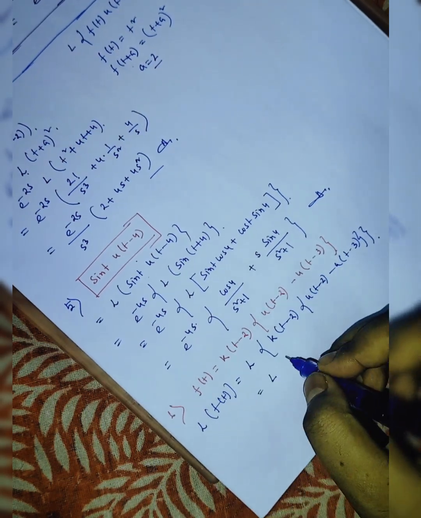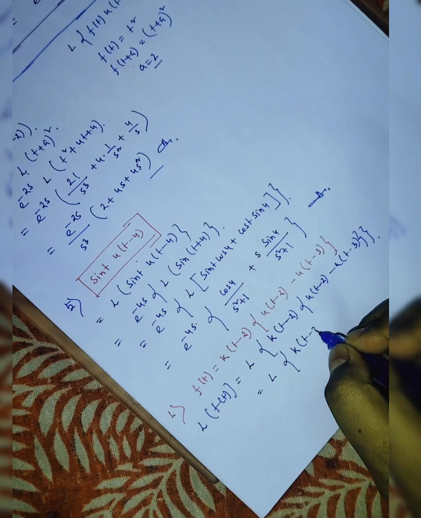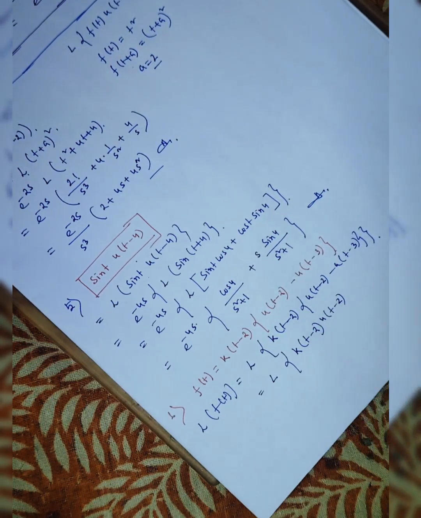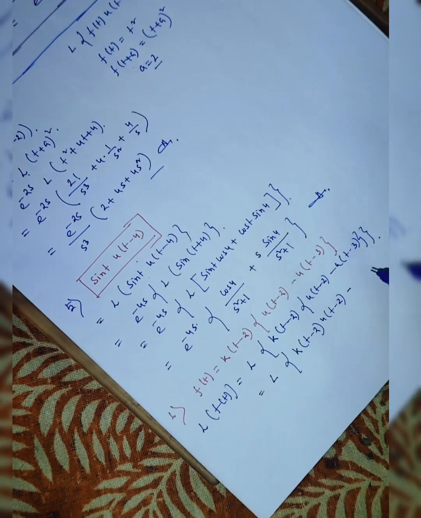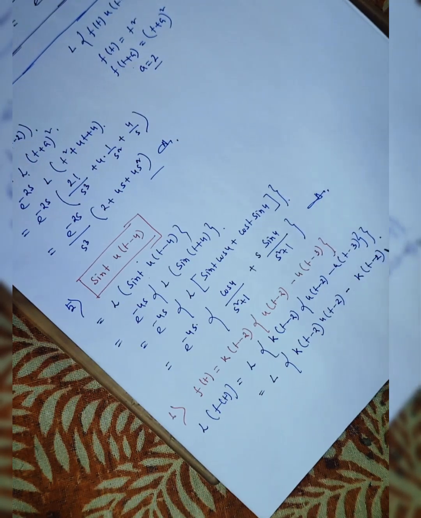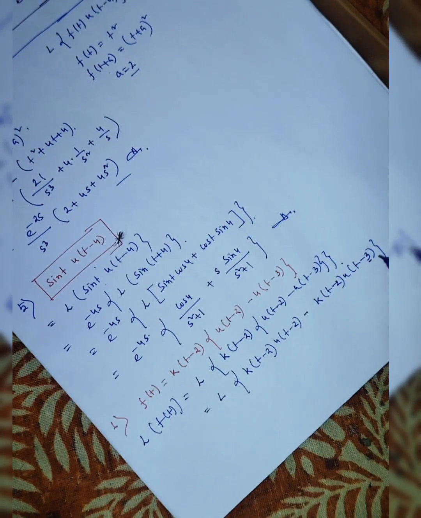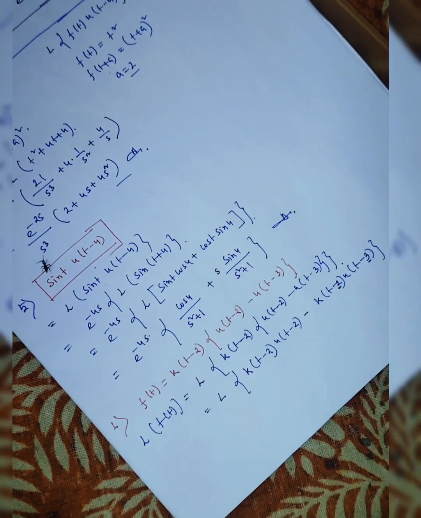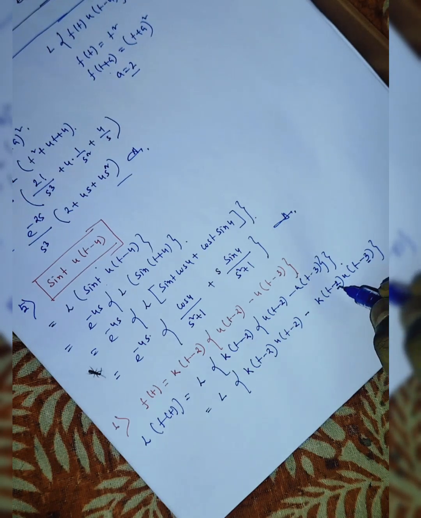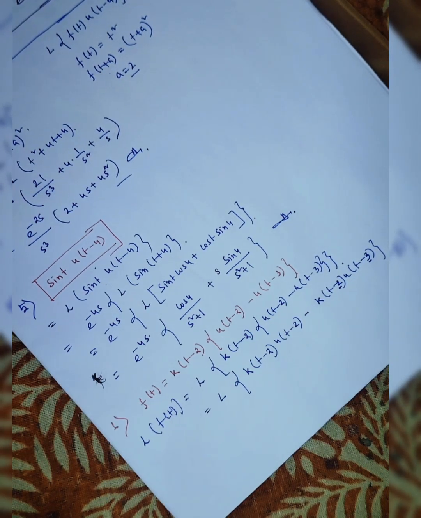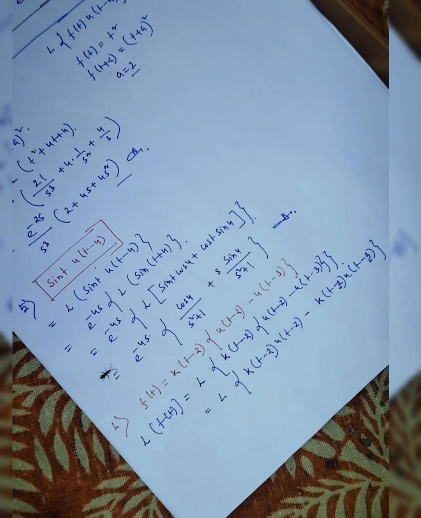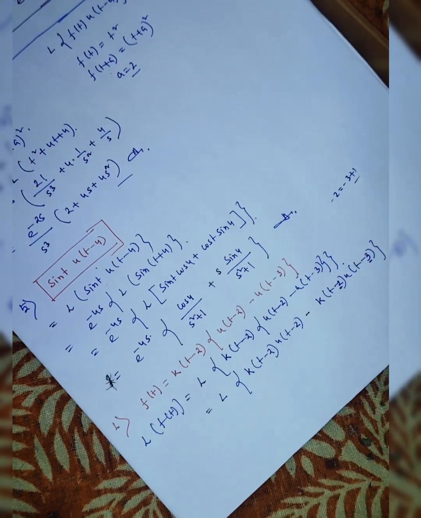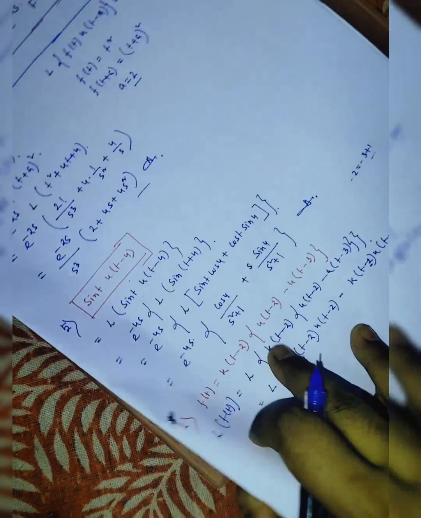L of k of t minus 2 u of t minus 2 minus k of t minus 2 into u of t minus 3. But a problem arises: here a equals 3, but in the first term a equals 2. So I need to make this equal. I can write this minus 2 equal to minus 3 plus 1. So this will be my next strategy.